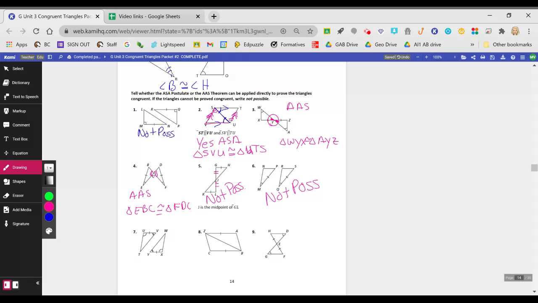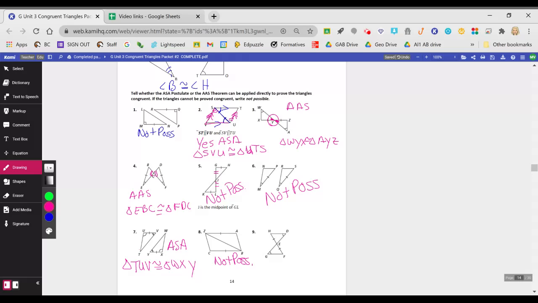Number 7, I have a single angle and a single angle, a side that's included between my angles. So that is yes by angle, side, angle, and that is triangle TUV is congruent. T goes with W, U goes with X, Y. Number 8 looks a lot like number 2, except for I know nothing about the sides being parallel, so that is not possible. I only have 2 sides.